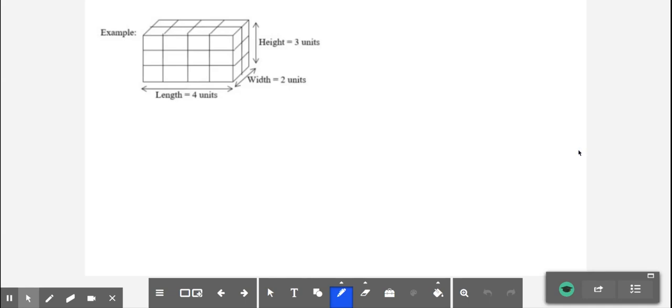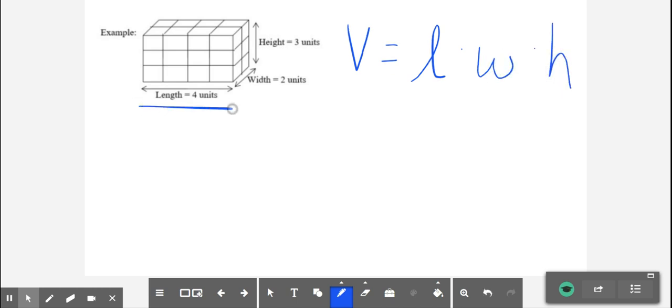Today we're going to talk about the volume of cylinders. Before we start, let's review volume of a rectangular prism. For the volume of a rectangular prism, we use the formula length times width times height. Since this is a rectangle base, the length times width is really finding the area of the base.